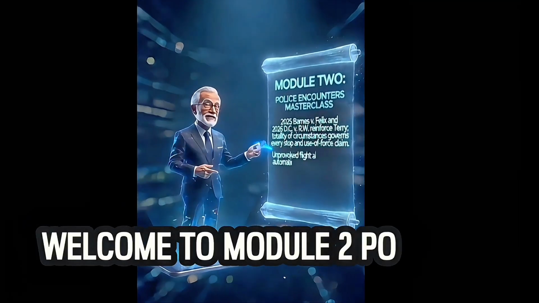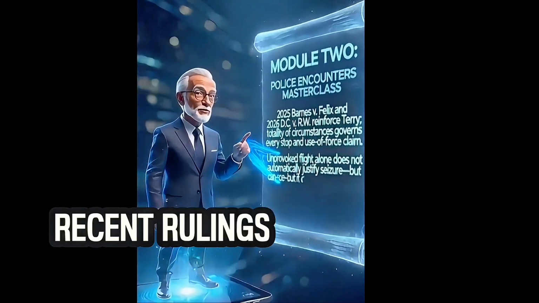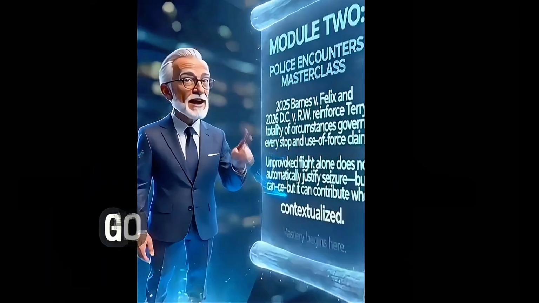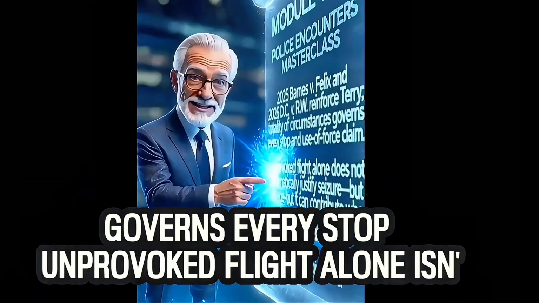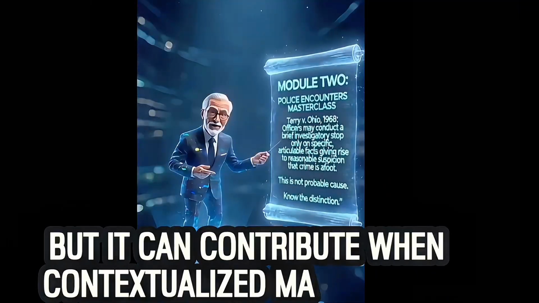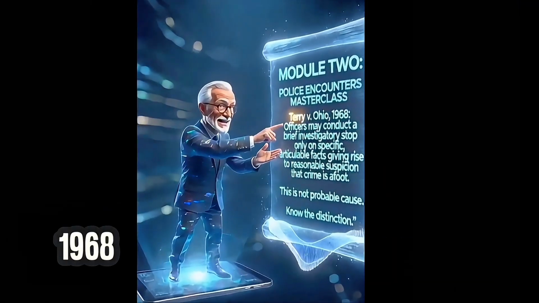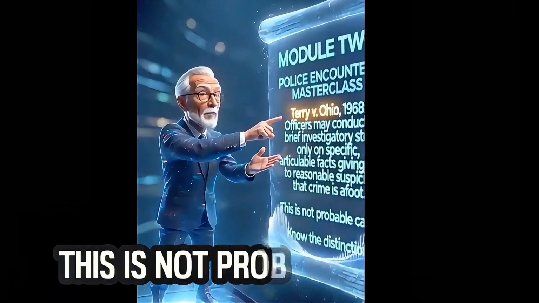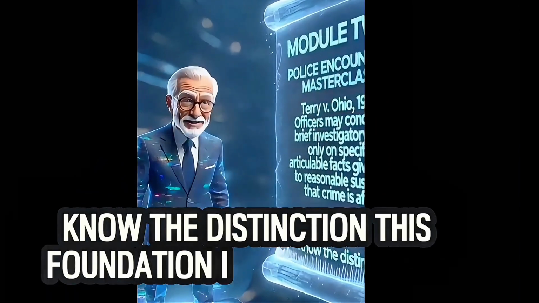Welcome to Module 2, Police Encounters Masterclass. Recent rulings reinforce that the totality of circumstances governs every stop. Unprovoked flight alone isn't enough, but it can contribute when contextualized. Terry v. Ohio, 1968, established reasonable suspicion. This is not probable cause. Know the distinction. This foundation is essential for law enforcement.